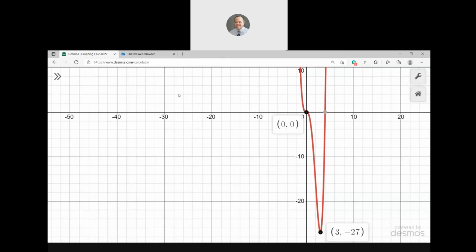Are there any questions about finding any characteristics of a function's graph?